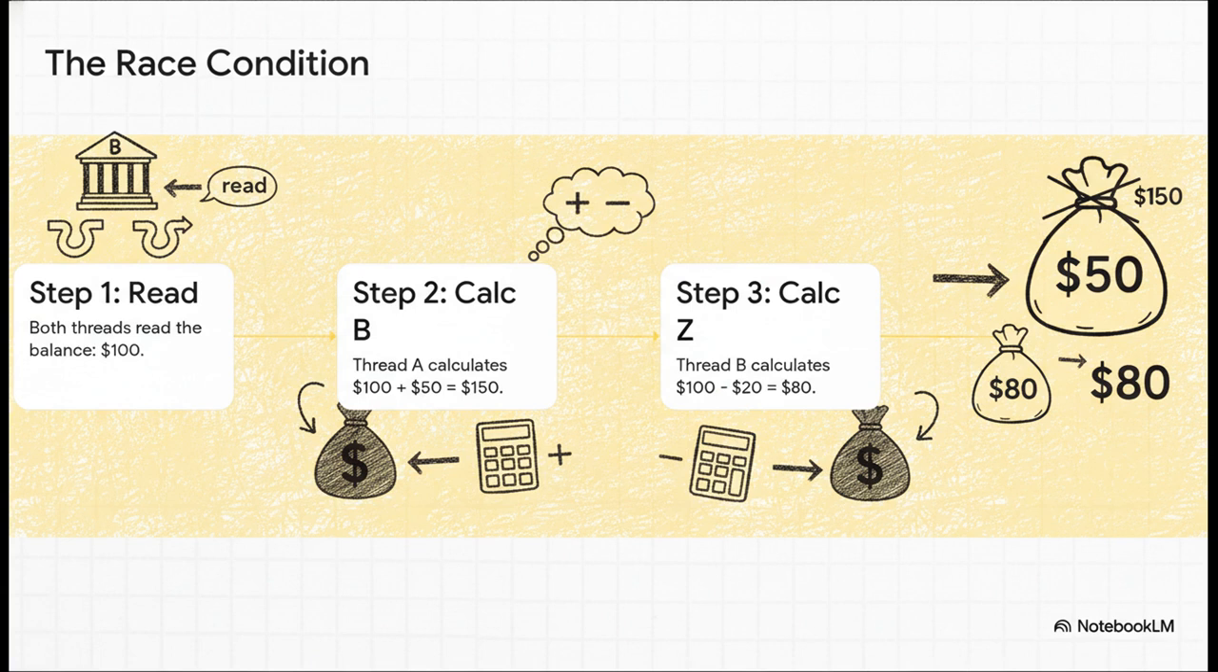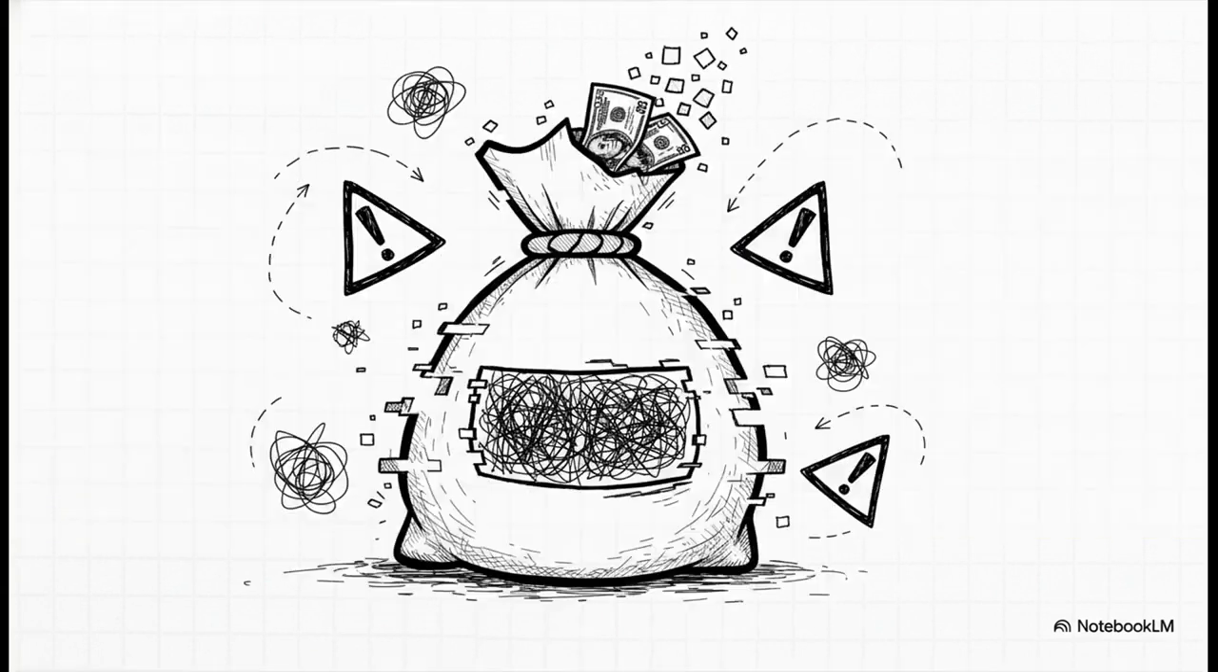The final balance is now $80. The final balance is just wrong. It's totally wrong. It should be $130, right? But that $50 deposit has just vanished. It's gone, completely wiped out because our threads weren't coordinated.